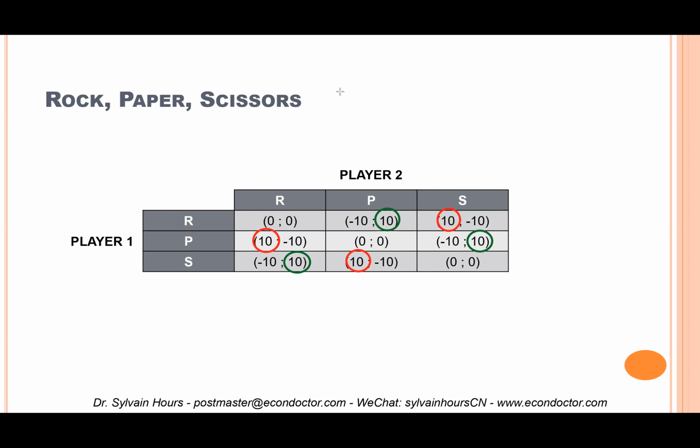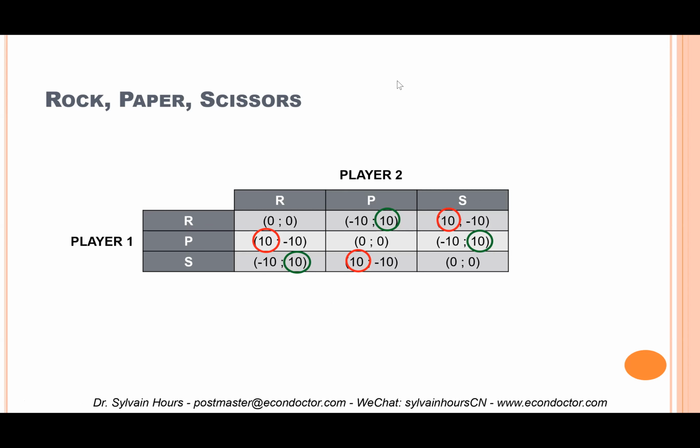Let's have a closer look at just one cell, to illustrate why we do not have a Nash equilibrium in this game. Let's focus on this one, for example. And here I'm going to explain why this cannot be a Nash equilibrium. Actually, player one is playing the best response. I have circled 10 here, which means that if player two plays scissors, playing rock is the best response. So player one does not have an incentive to change his or her strategy. However, I have not circled -10, which means that player two is not playing the best response.